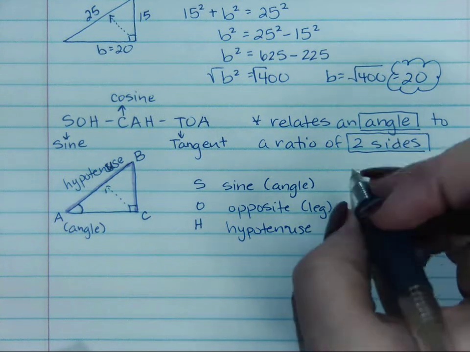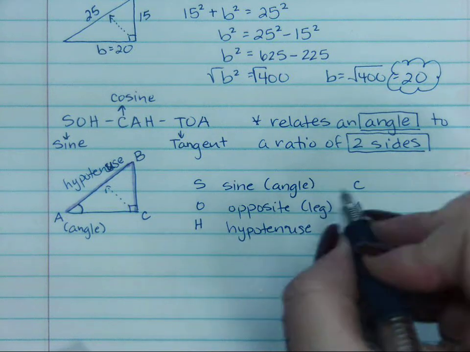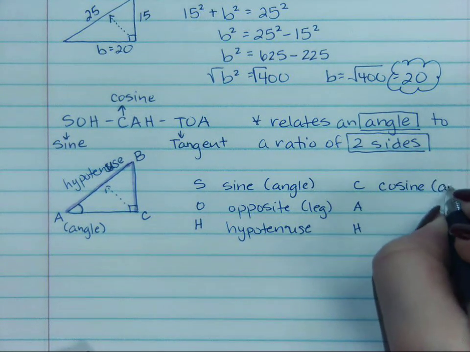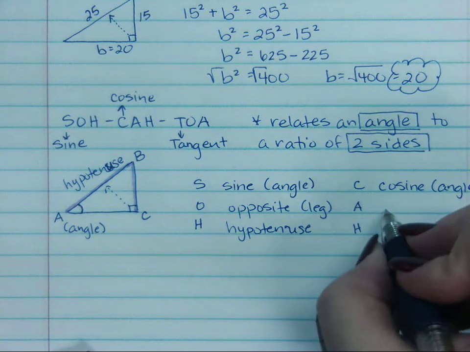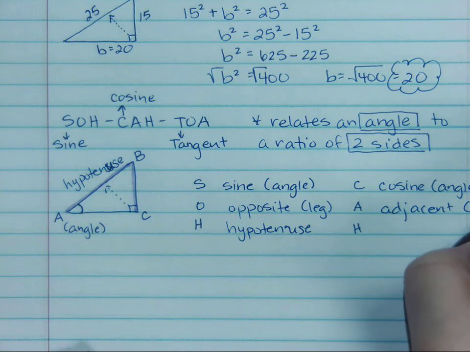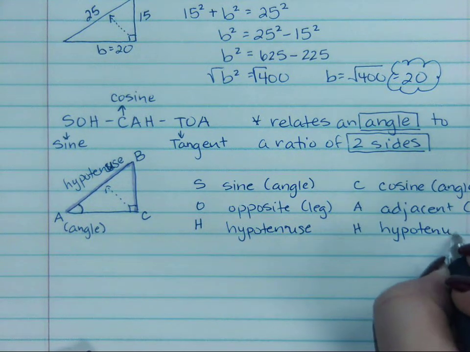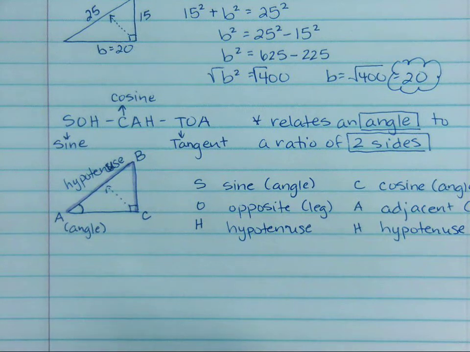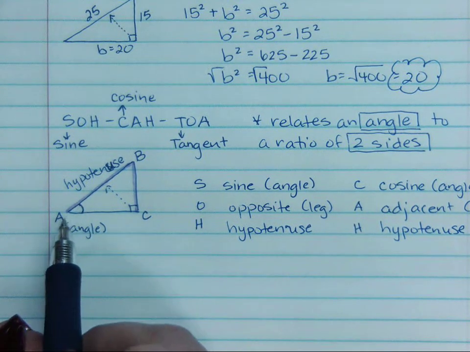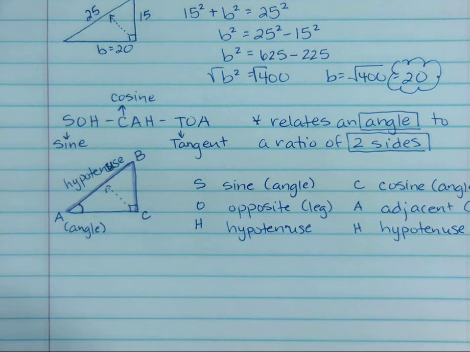When you are dealing with cosine, which is the CAH, the C lets you know, let's use the cosine of an angle. And now the adjacent side, or adjacent leg, and again, still using the hypotenuse. And so now adjacent refers to the one right next to. So if this is the angle, this is the leg that is directly next to it. You're actually touching the adjacent leg.